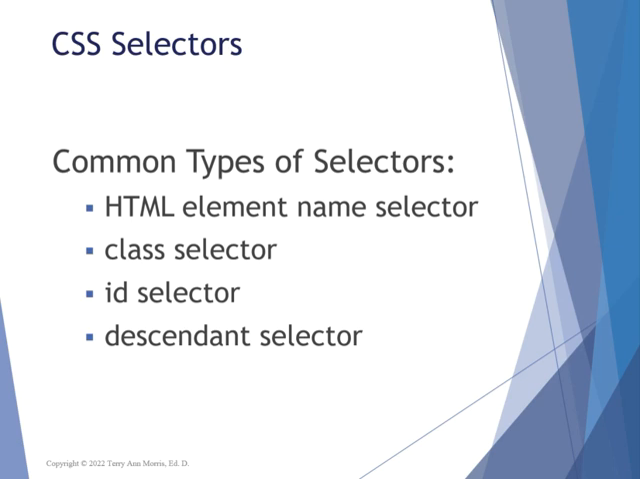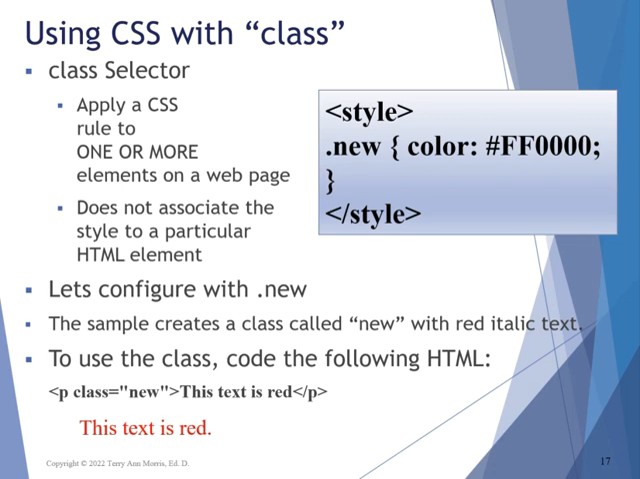Using CSS with class. Class selector applies a CSS rule to one or more elements on a web page. It does not associate the style to a particular HTML element. Let's configure with a .new. The sample creates a class called new with red italic text. To use this class, we have to code the following HTML.